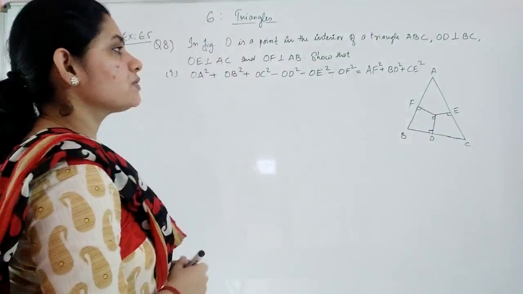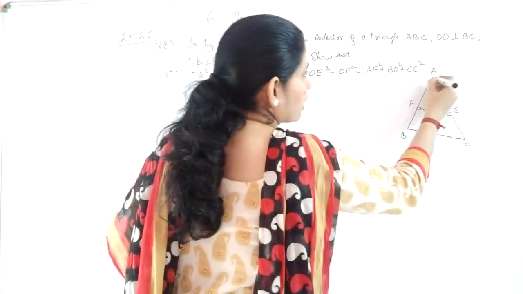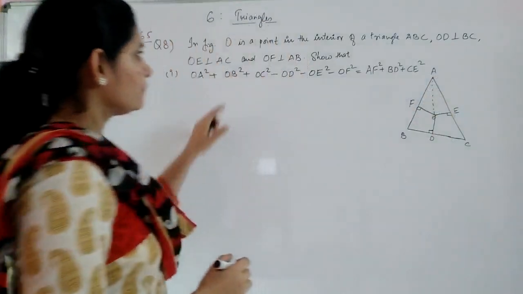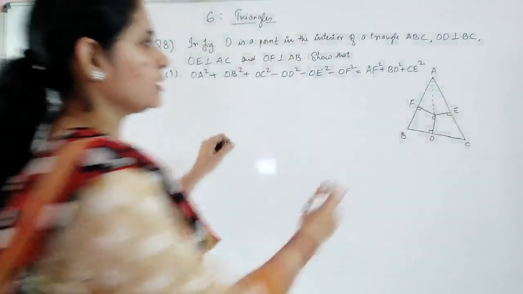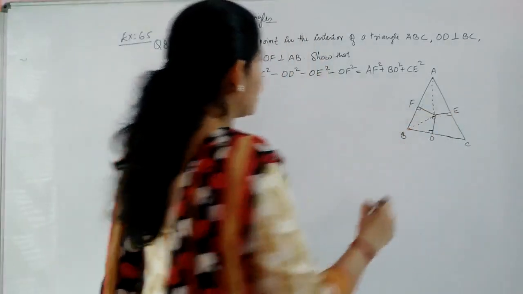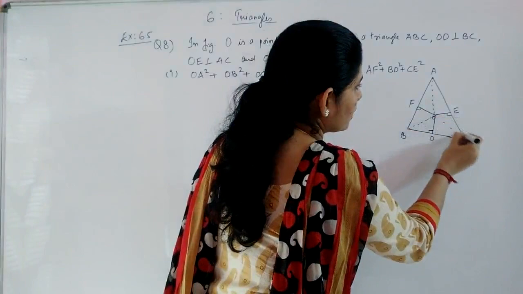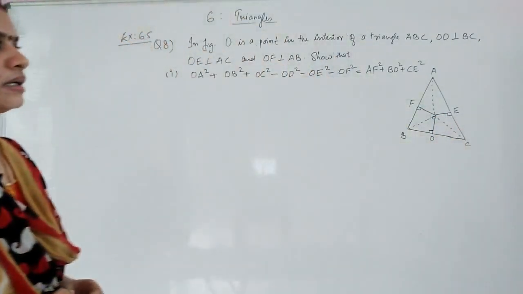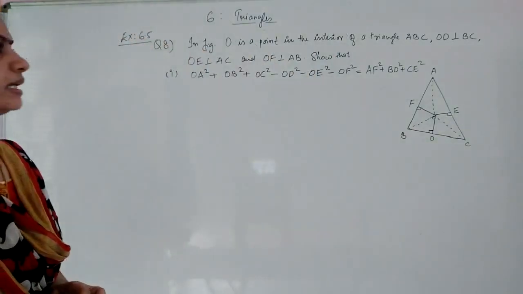So the first thing we need to do is join O and A. So we are drawing this OA. Then you need OB square, that means here you have to join OB and OC square also. So this also we are joining. That means we are joining OA, OB and OC, right?